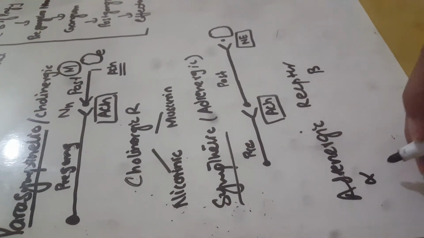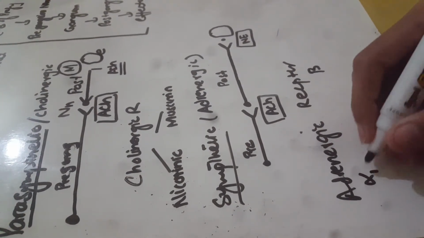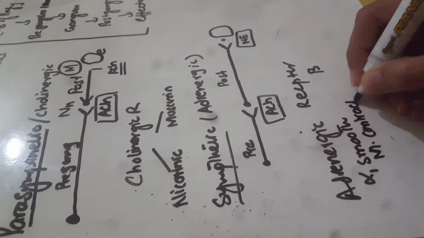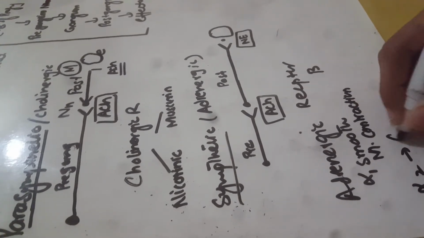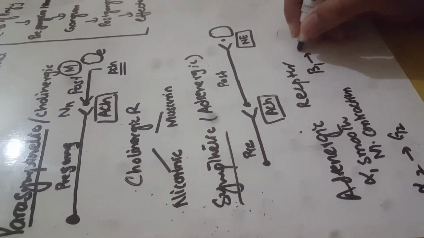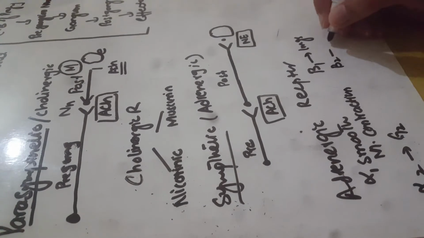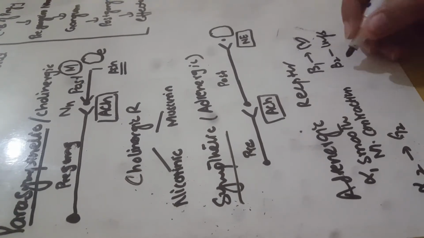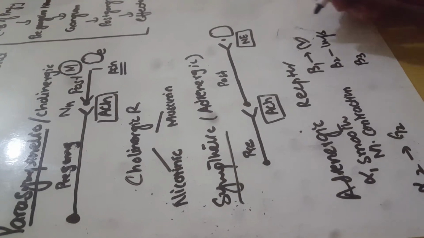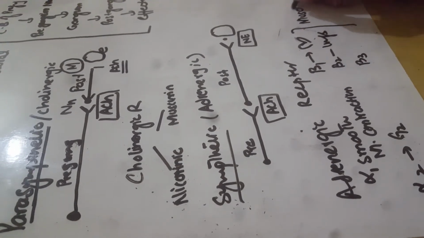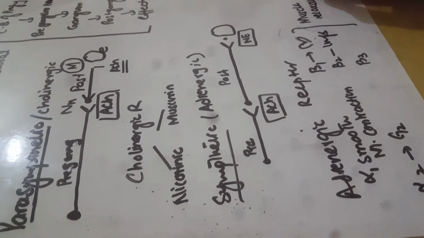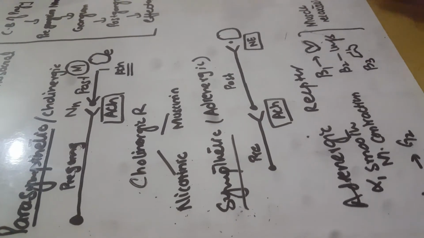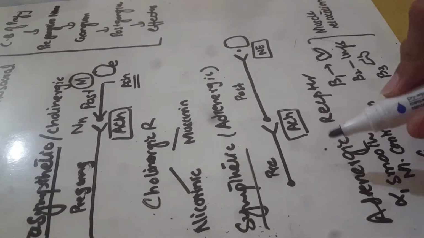Now remember, we have the alpha 1 receptor, which causes contraction of smooth muscle. And we have alpha 2, that is G protein coupled. We have beta 1, beta 2 and beta 3. Beta 1 is present in the heart, beta 2 is present in the lungs, and beta 3. These beta receptors cause muscle relaxation. Remember this: in the lungs it is beta 2, and in the heart it is beta 1, right?